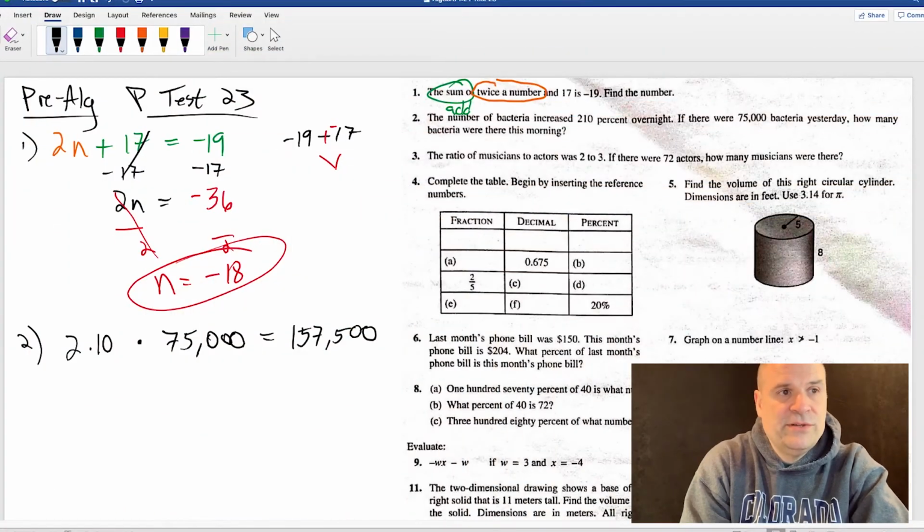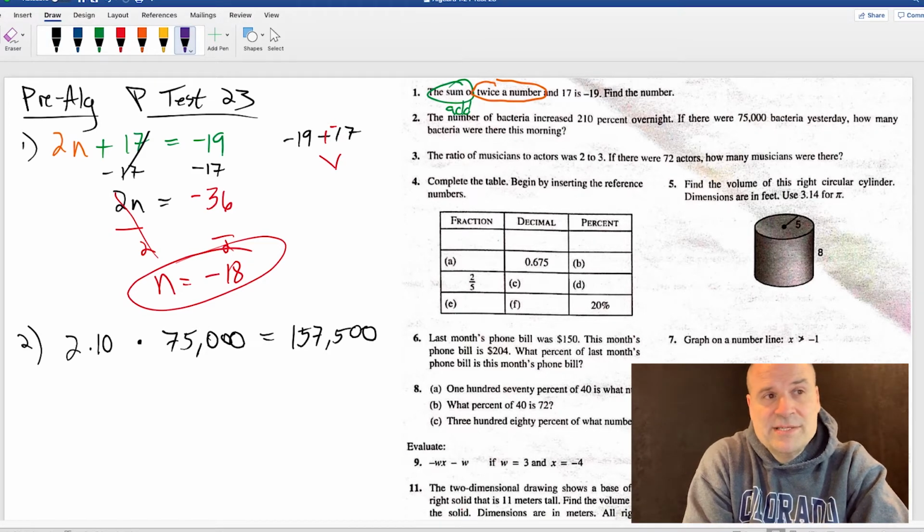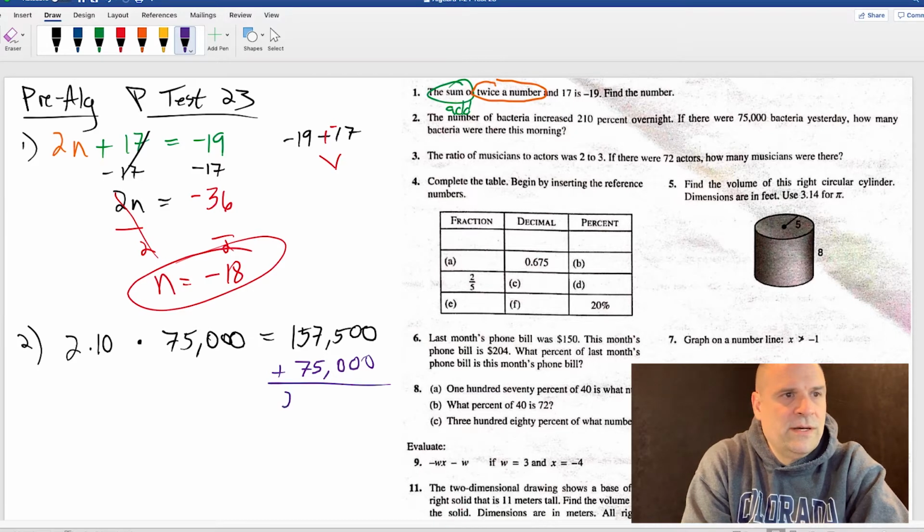So don't move on. You're not done yet. Here's the deal. You just found 210% of 75,000, but it increased 210%. So that's how much it increased. Now you add it to your original 75,000. So this 157,500 is how much it increased. Add that to your original 75,000 and you get 232,500. That's a lot of stinking bacteria. Wash your hands.